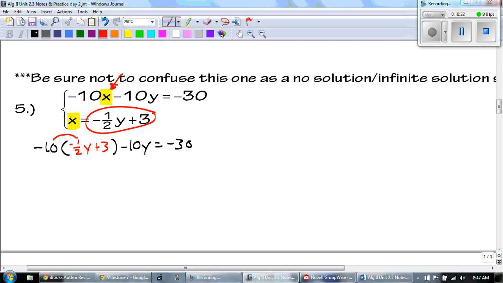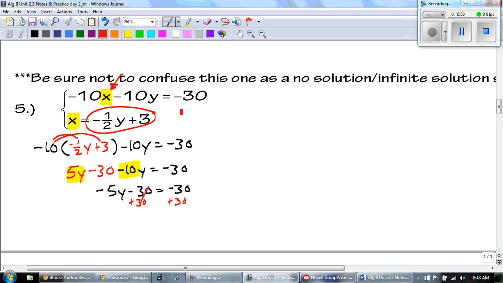Negative 10 times negative 1/2 is 5. Negative 10 times 3 is negative 30. Minus 10y equals negative 30. We need to combine our like terms, and they don't cancel. It's negative 5y minus 30 equals negative 30. You add 30 to both sides. Negative 30 plus 30 is 0. And when I divide by negative 5, that's not no solutions. I get that y equals 0.